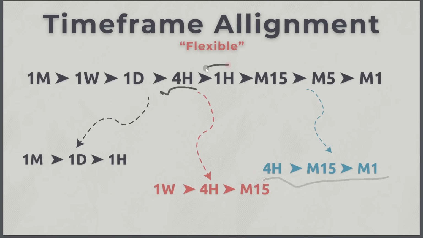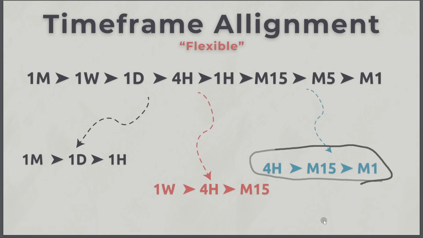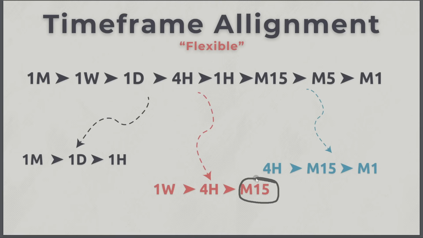So 4 hour, I'll skip 1 hour and I'll go to 15 minutes. I'll skip the 5 minute and I'll go to 1 minute. So that's another time frame alignment that I suggest. This is more for scalping, because your entry is going to be on the 1 minute. This is like, on the middle.